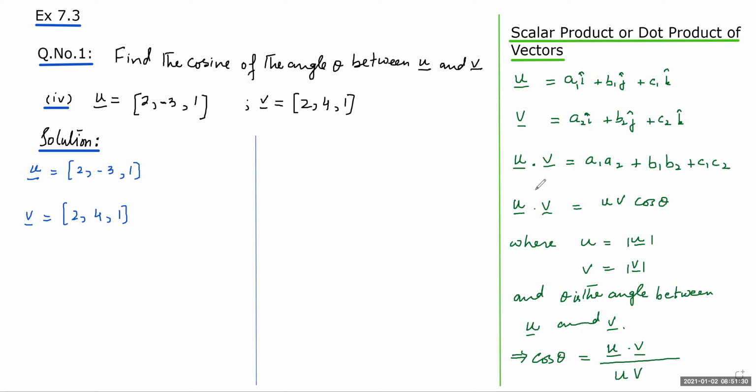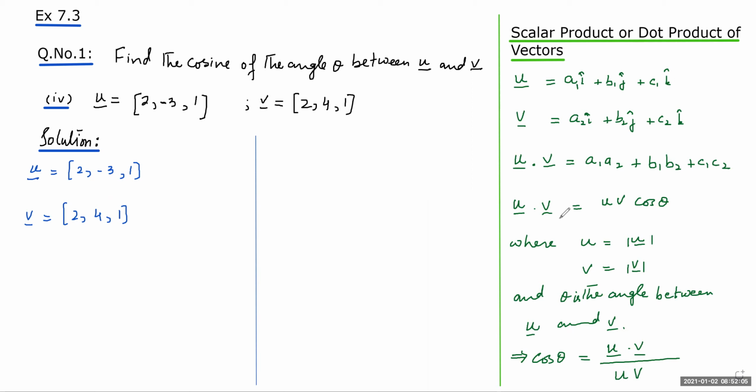If we are given any two vectors, then their scalar product or dot product is written as u dot v, and it is simply taken as the product of their x component plus the product of y component plus the product of z component. You can see here the coefficient of unit vector i, that is a1 and a2, these are multiplied, coefficient of unit vector j, b1 b2, plus coefficient of unit vector k, c1 c2. So the formula for u dot v becomes a1 a2 plus b1 b2 plus c1 c2.